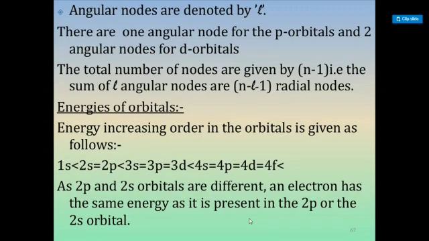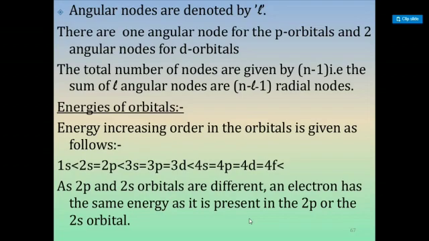Energies of orbitals. The increasing order of energy of the orbitals is as follows: lowest is 1s, then 2s and 2p are equal, then greater are 3s, 3p and 3d, then 4s, 4p, 4d having equal energy, and up to 4f. That means as the number of shells increases, the distance from the nucleus increases and energy increases.